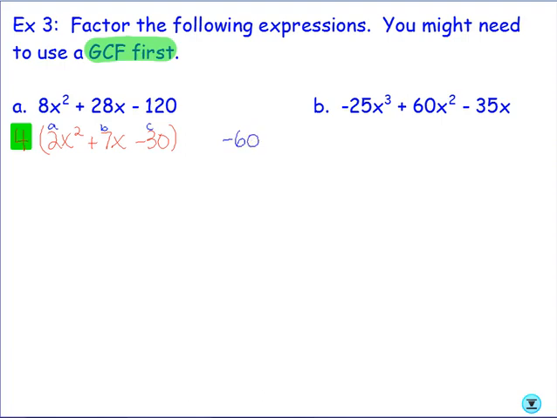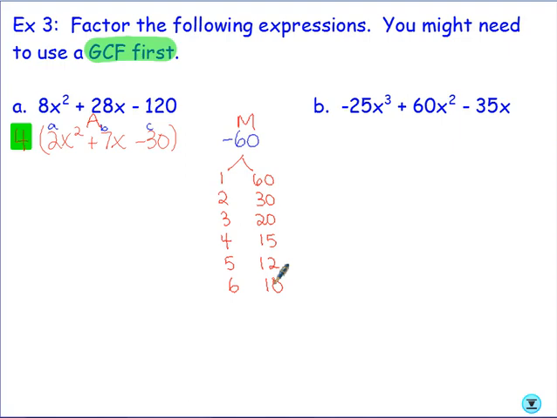I am looking for two numbers that multiply to give you negative 60 and add to give you 7. Let's start our list. We always got 1 and 60. 60 divided by 2 is 30. 60 divided by 3 is 20. 60 divided by 4 is 15. 60 divided by 5 is 12. And 60 divided by 6 is 10.